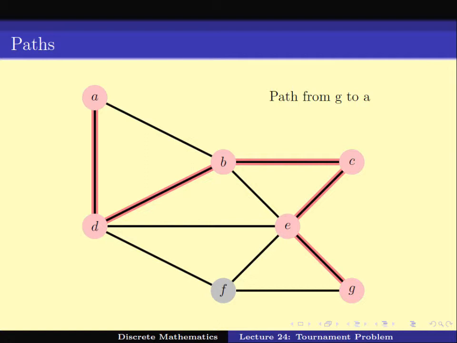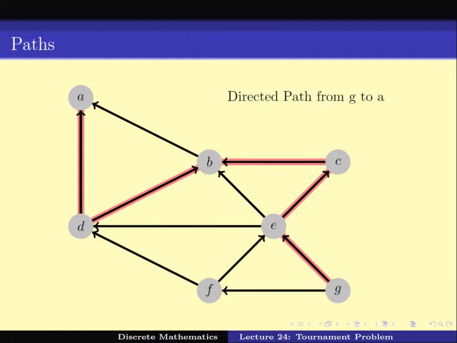Now, if the graph is directed, for example, if this is the direction that I have denoted by the arrows, then this is not a path from G to A. Why? Because this edge D to B is going in the opposite direction. If I have to go from G to A, then I can go from G to E, E to C, C to B, but I cannot go from B to D because the edge is going in the other direction.